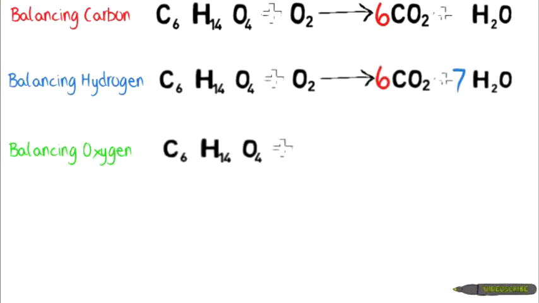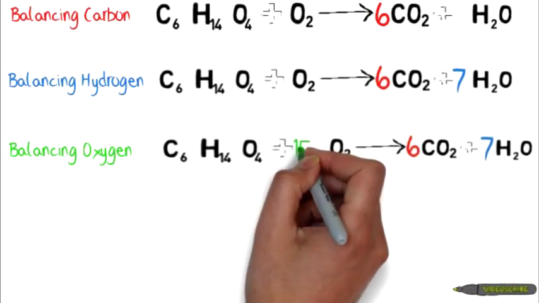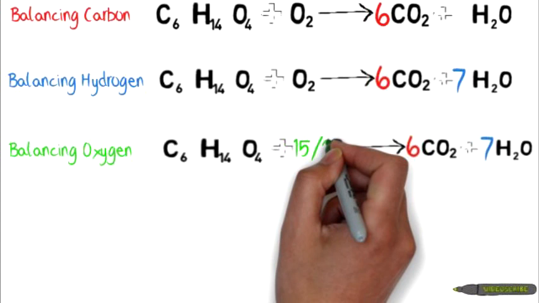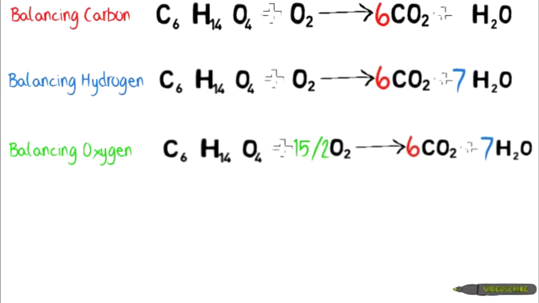we see that we have 7 plus 12, which is 19 oxygens on the right side and only 4 on the left side from the glycol. To get to that number, we multiply O2 by 15 over 2 to get 15 oxygens from O2. So 15 plus 4 on the left side is 19, and 7 plus 12 on the right side is 19. So we have 19 on both sides.